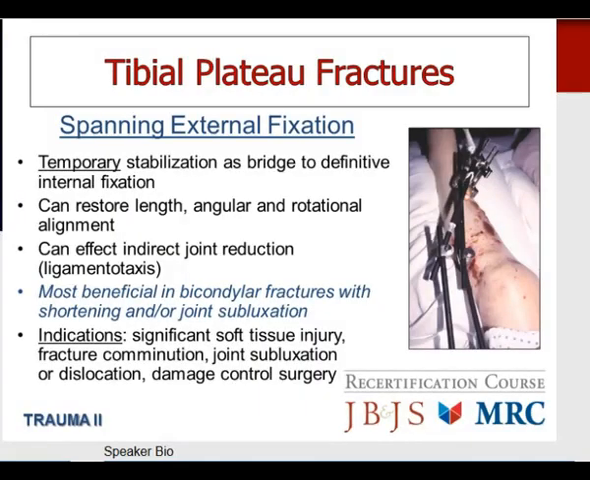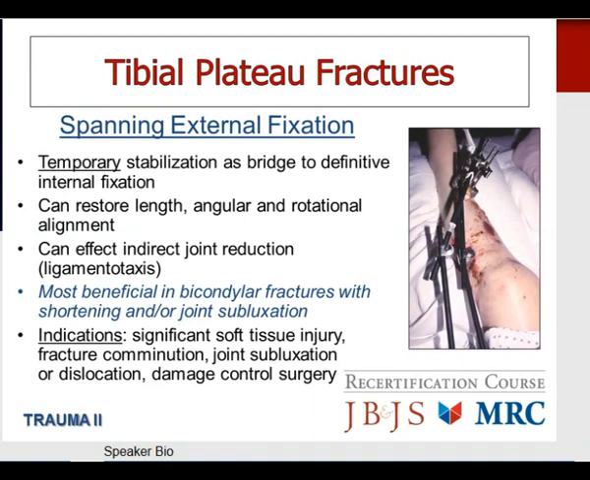Spanning external fixation is a useful treatment adjunct for certain tibial plateau fractures, typically as a means of temporarily stabilizing complex fractures as a bridge to definitive internal fixation. With the spanning external fixator across the knee joint, you can restore length, angular alignment as well as rotational alignment, and you can also indirectly affect joint reduction through the principle of ligamentotaxis. Again, the ideal indication for this is a bicondylar fracture with significant shortening and/or joint subluxation.